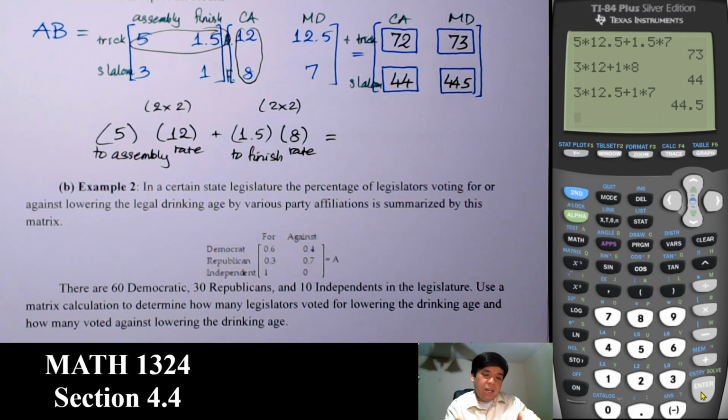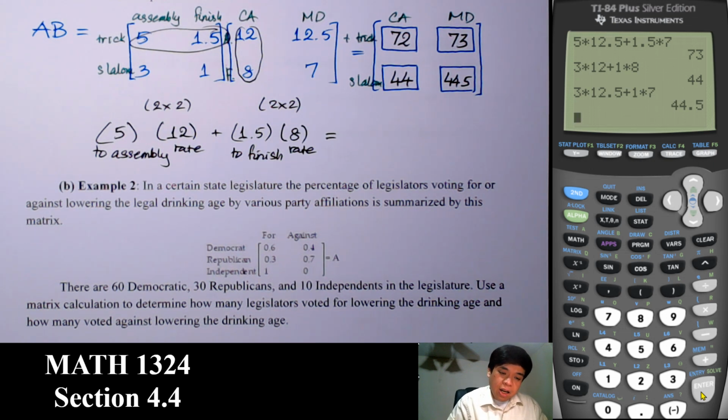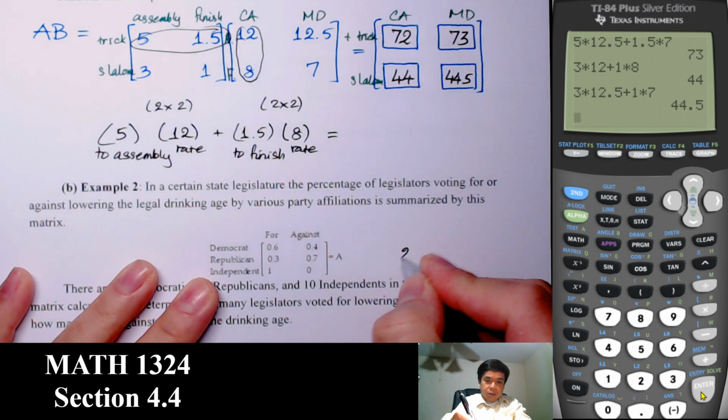Right, next. In a certain state legislature, the percentage of legislators voting for or against lowering the legal drinking age by various party affiliation is summarized as this. There are 60 Democrat, 30 Republican, and 10 Independent. Use a matrix calculation to see how many legislators vote for lowering the drinking age and how many vote against it. So we have a matrix here, and then we have another matrix. So this is a 2 by 3.